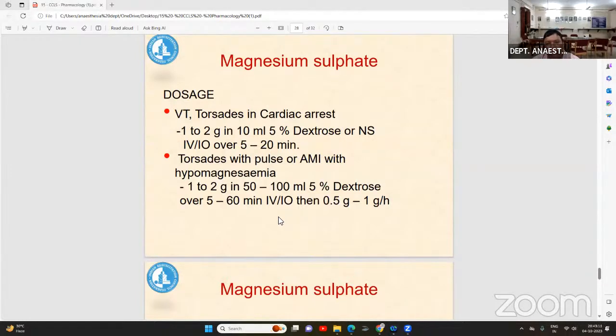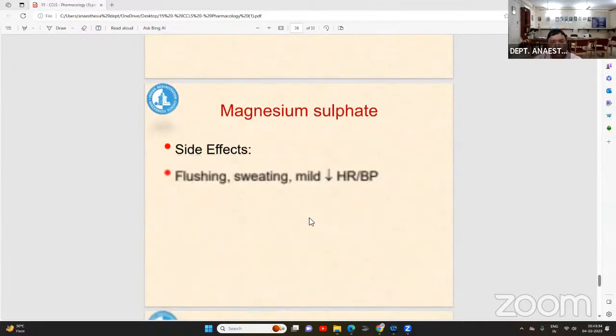And torsades with pulse or acute hypomagnesemia, it can also be used at a dose of 1 to 2 grams in 50 to 100 ml dextrose over 5 to 60 minutes IV, then 0.5 grams to 1 gram per hour. In this situation, for a severe hypomagnesemia, you can use it as an infusion, whereas in cardiac arrest in torsades or VT, you can use it as a bolus dose. Either way, you can use the magnesium.